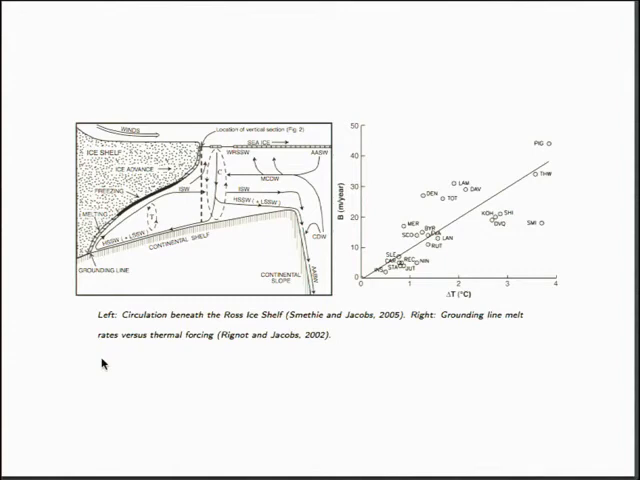And I bet you even the authors, if I asked them today what all of those are, wouldn't be able to tell me. But in short form, warm water comes in from the open ocean on the right, goes into the cavity underneath the ice shelf, and melts the ice at the grounding line, and then that circulation continues.